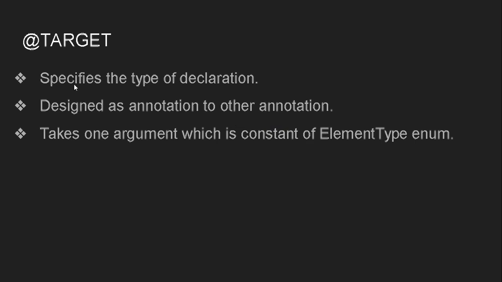All right, then after that we have @Target. @Target is going to specify the type of declaration. We have certain target types which we'll be studying in the next slide. Basically, the use of this annotation is to specify whether the annotation is going to target a particular constructor, or a class, interface, etc. It is also an annotation to another annotation, and it is going to take one argument which is a constant of ElementType, and that is what we are going to discuss in the next slide.